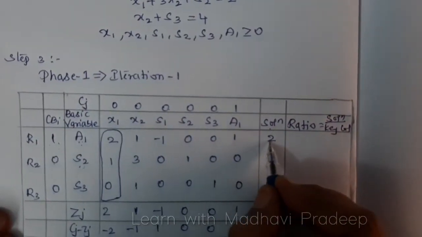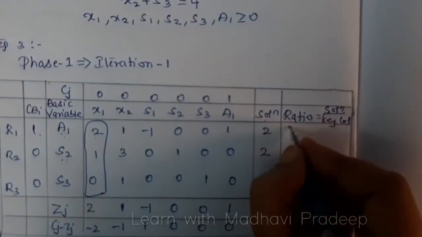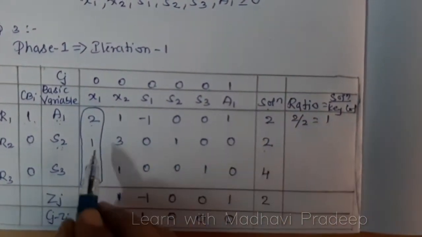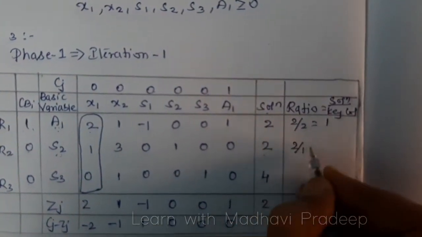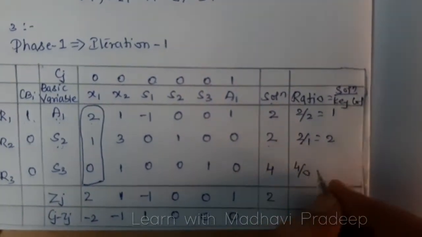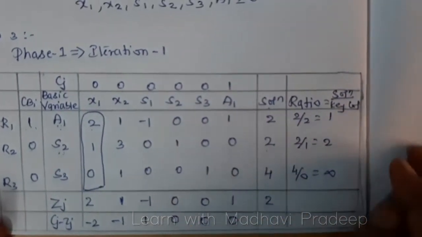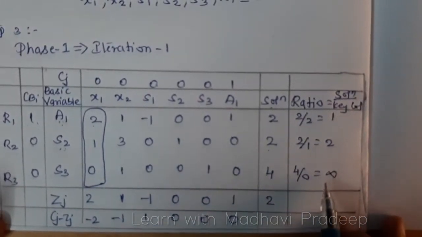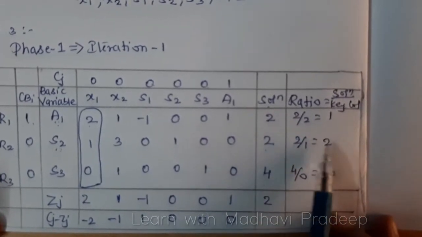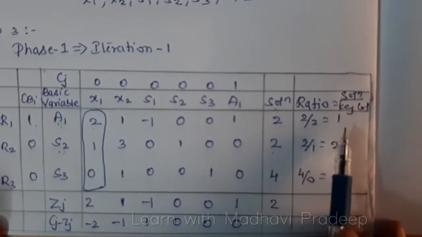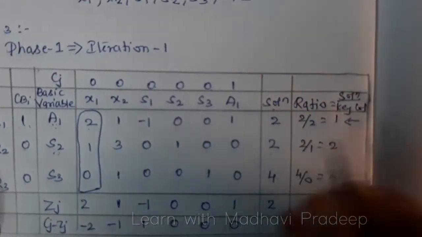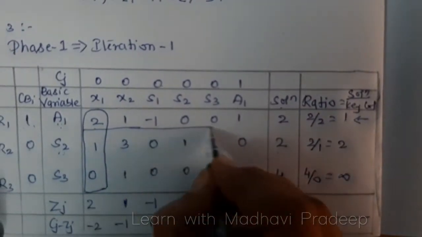The first value is 2 divided by 2, that is equal to 1. Second is 2 divided by 1, that is equal to 2. Next is 4 divided by 0, that is equal to infinity. In the ratio, infinity and negative values are not considered. Only positive values are considered. If you have more than one positive value, consider the minimum positive value. Here we have two positive values and the minimum positive is 1. So select this row as the key row.